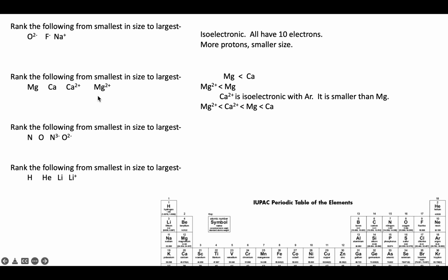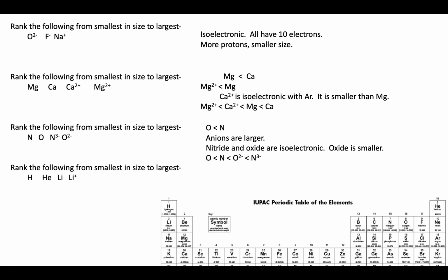Within the next ranking, I'm looking at a few different features. I know that magnesium is smaller than calcium, just based on the same column that they're in. I know that a magnesium ion is smaller than magnesium because cations are smaller. How about calcium 2 plus? Well, that would be isoelectronic with argon. That would be smaller than argon. It's smaller than magnesium. So I'm using that information to put together my overall ranking. It's not just looking at one feature, it's looking at several comparisons.